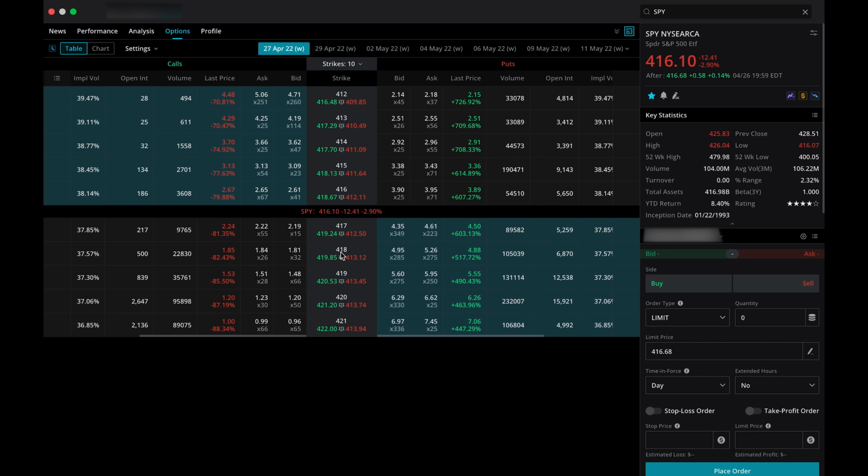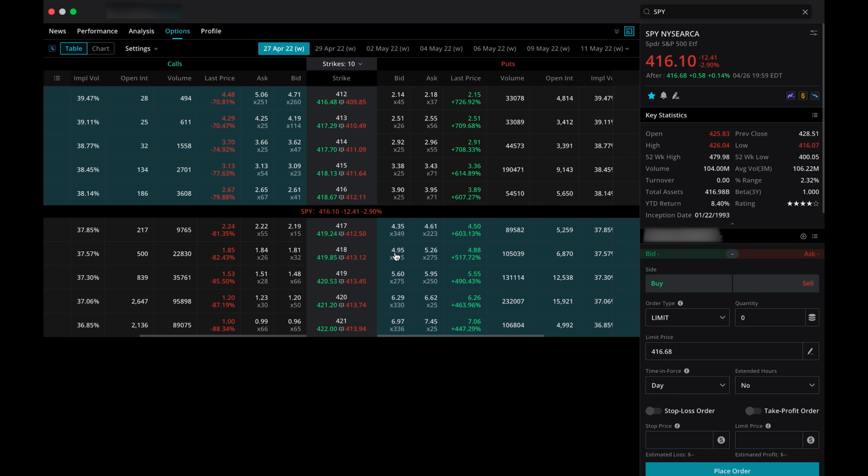Another example is, let's say if I want to buy 418 puts. So I'll look at this right side. These would be considered in the money. And the ask for these is at $5.26 per share. So you just times that by 100. So $526 is what I'd have to pay to receive this option contract.